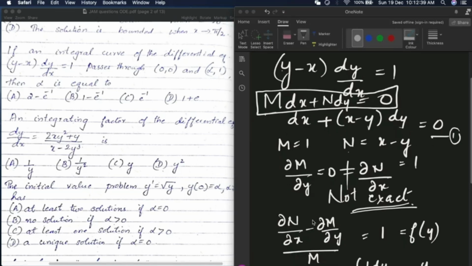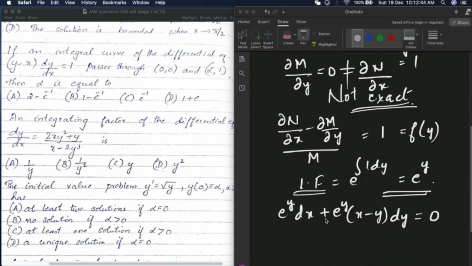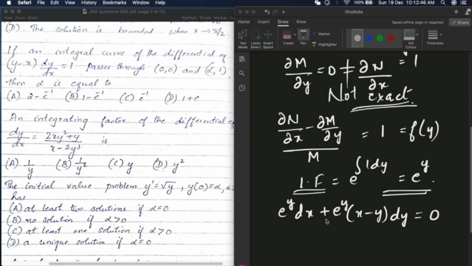So we found that the equation is not exact, so we will find the integrating factor. I've given you four methods of finding the integrating factor in the last class. Either dou n by dou x minus dou m by dou y, divided by m, should be a function of y. Then the integrating factor is e raised to integral f(y) dy. Or else dou m by dou y minus dou n by dou x, divided by n, should be a function of x. In that case, e raised to integral f(x) dx will be an integrating factor. Or else you have two more different methods. Whenever we come across those problems, I'll explain.